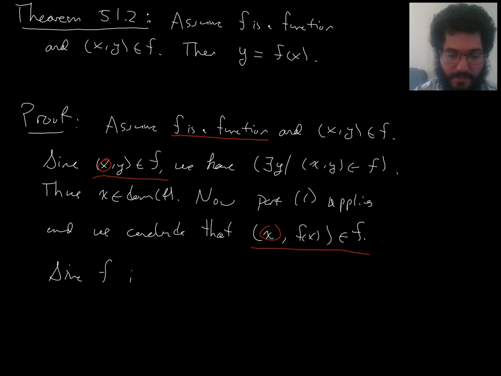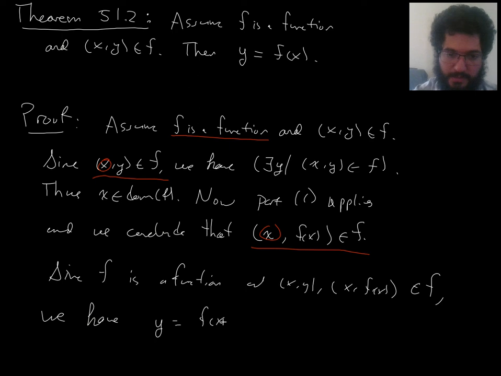Since f is a function, and the pair x y and the pair x f x are both in f, we have y equals f of x. And that proves Theorem 51, Part 2.